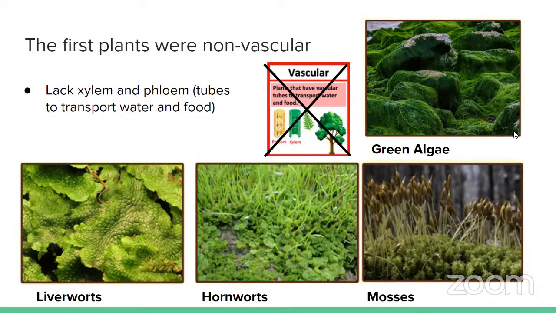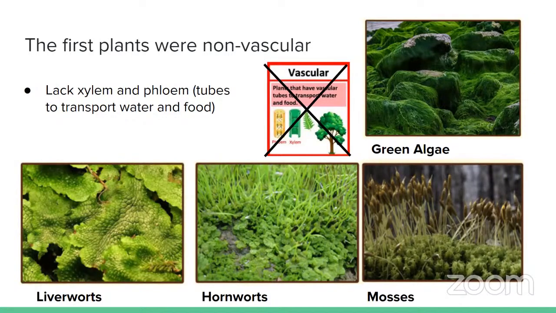So examples of non-vascular plants that we see today are green algae, but then also some of the scrubby little plants on the ground. So we have liverworts and hornworts that I think look kind of leathery. That's how I think of them. And probably more familiar, mosses are non-vascular.